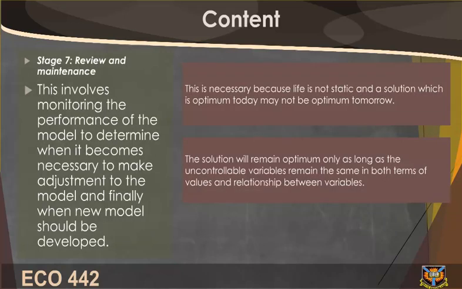Stage 7. Review and maintenance. This involves monitoring the performance of the model to determine when it becomes necessary to make adjustments to the model, and finally, when new models should be developed. This is necessary because life is not static, and a solution which is optimum today may not be optimum tomorrow. The solution will remain optimum only as long as the uncontrollable variables remain the same in terms of values and relationship between variables.